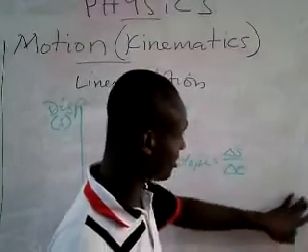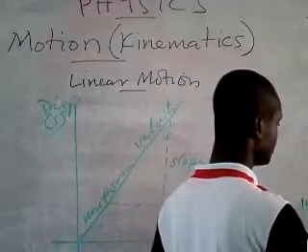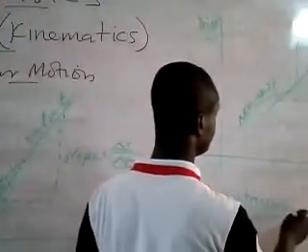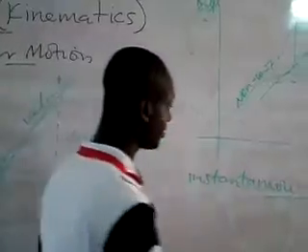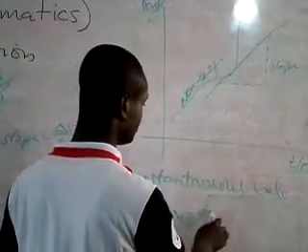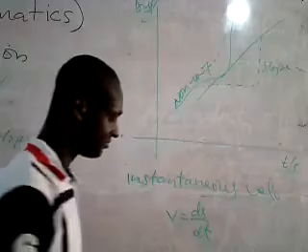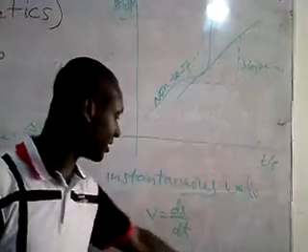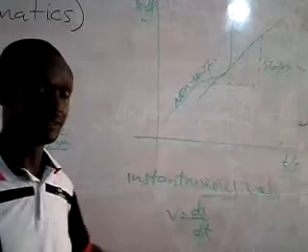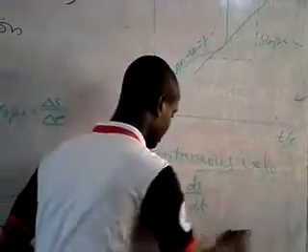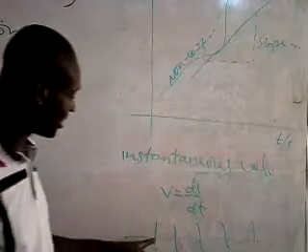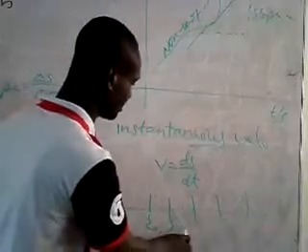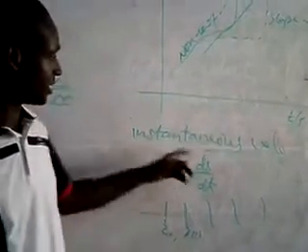And we also have what we call instantaneous velocity. Velocity will be equal to dx over dt. That is velocity at a particular point in time. When a car is moving along a straight line, let's say at 20 minutes the car has reached here, at 30 minutes, the velocity at that particular point in time is what we call instantaneous velocity.